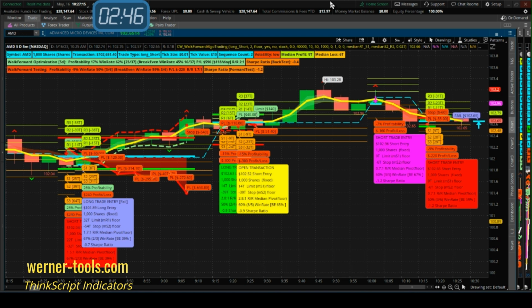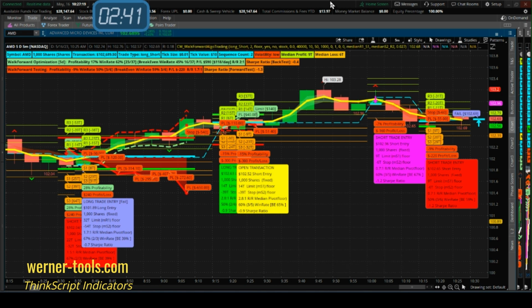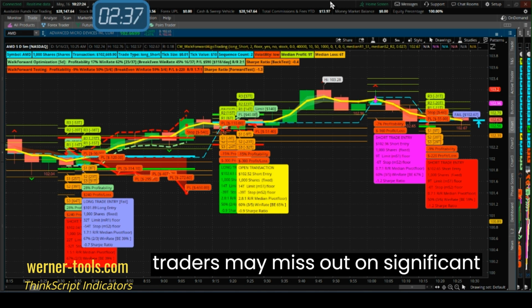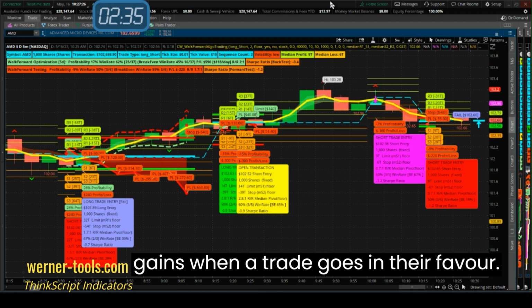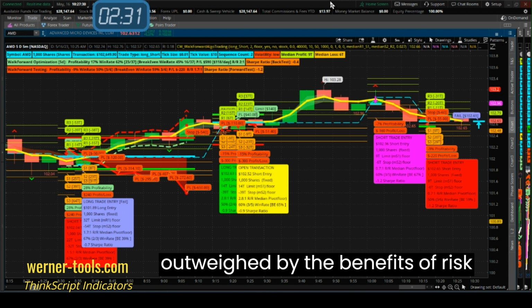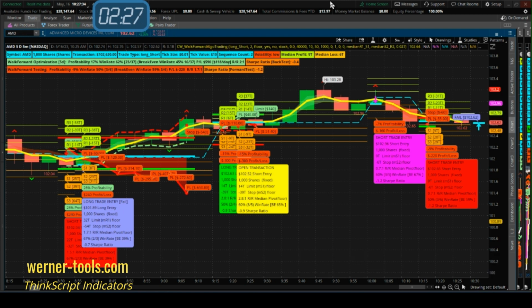One of the cons of position sizing is that it can limit the potential for profit. By reducing the size of their positions, traders may miss out on significant gains when a trade goes in their favor. However, this potential downside is outweighed by the benefits of risk management and long-term profitability.